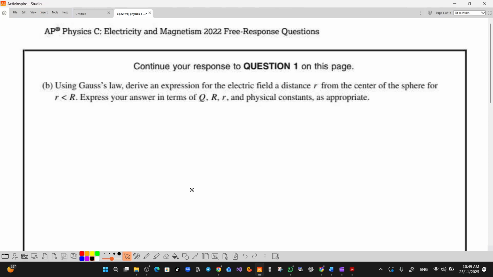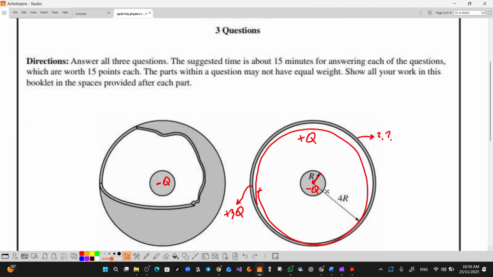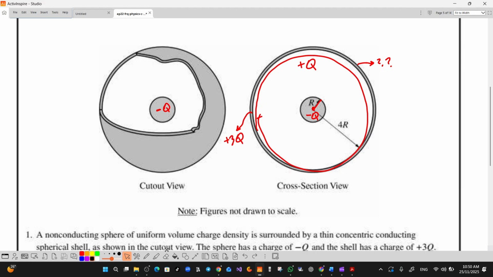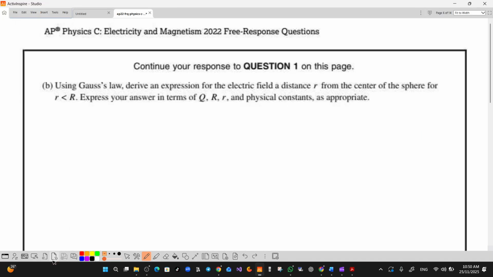Let's go next. Using Gauss's law, derive an expression for the electric field at a distance r from the center of the sphere for r less than capital R. Let me remind you that the capital R represents the radius of the small sphere. We need to set our Gaussian surface to be exactly less than this capital R, somewhere here. This is my Gaussian surface. Now express your answers in terms of Q, R, small r, and the physical constants as appropriate.